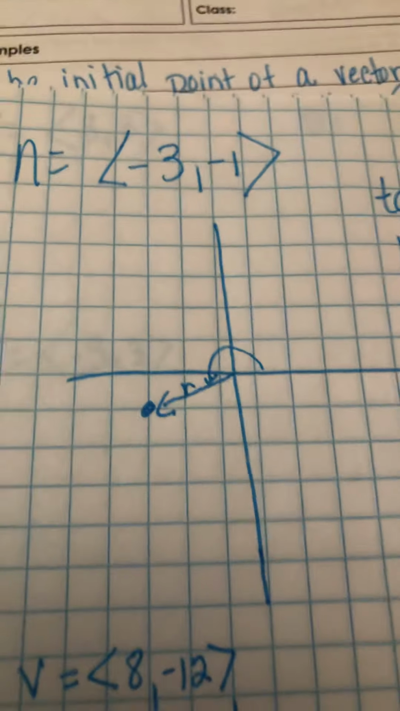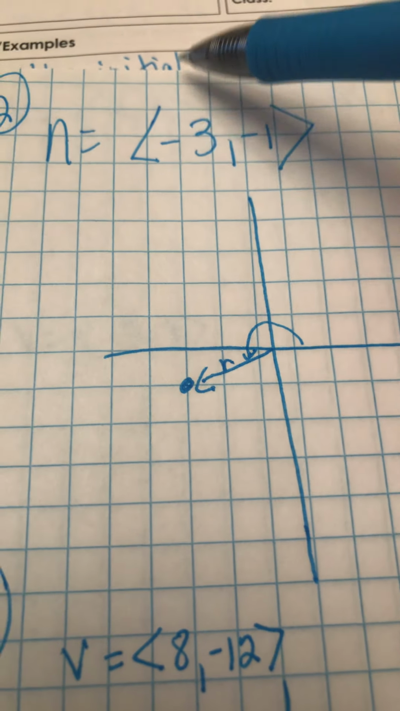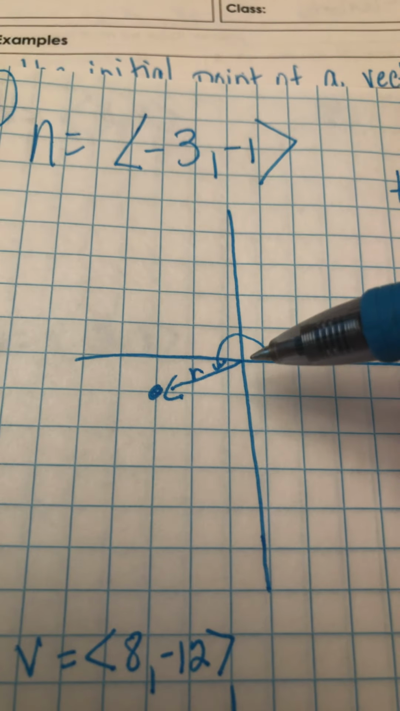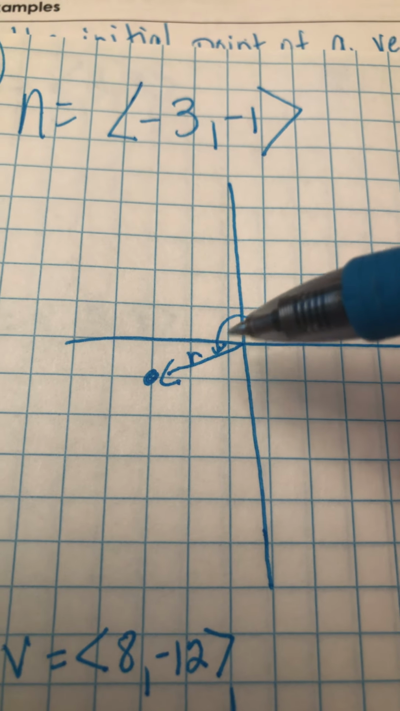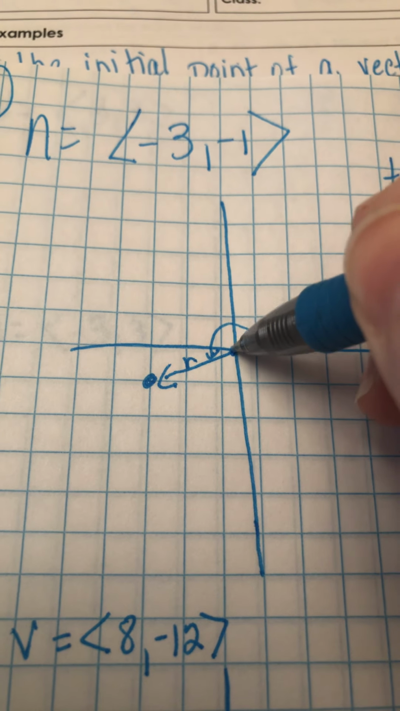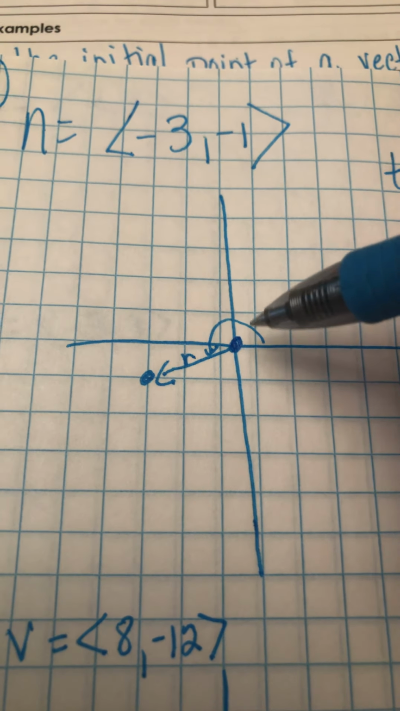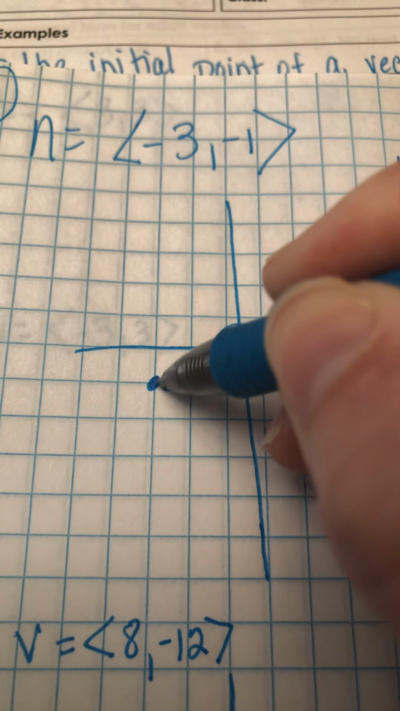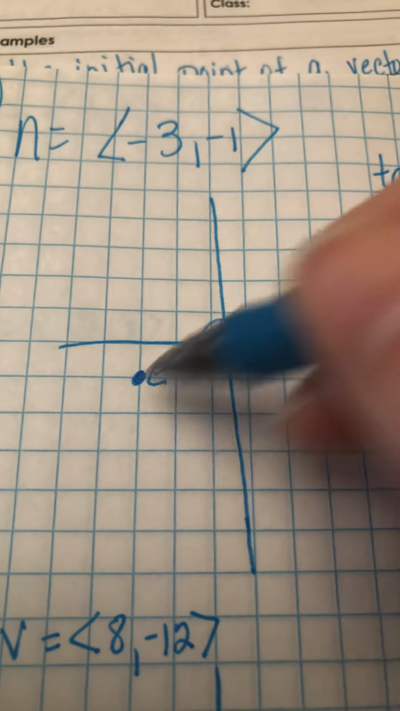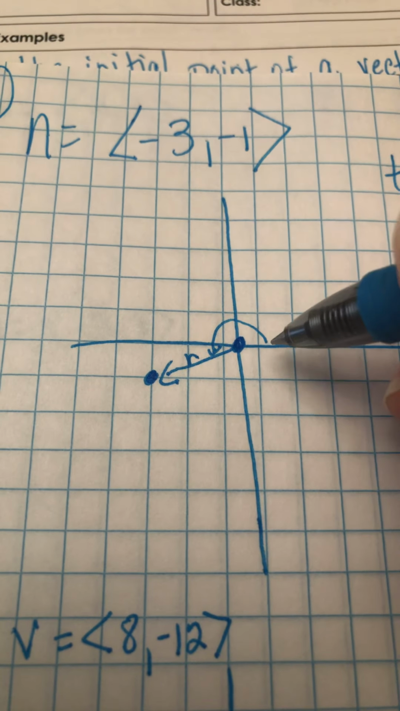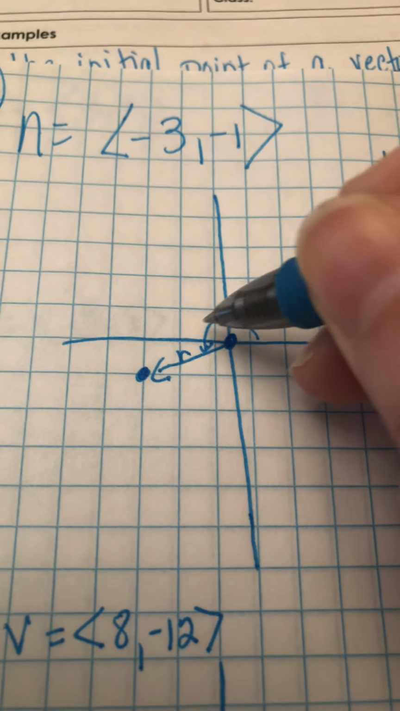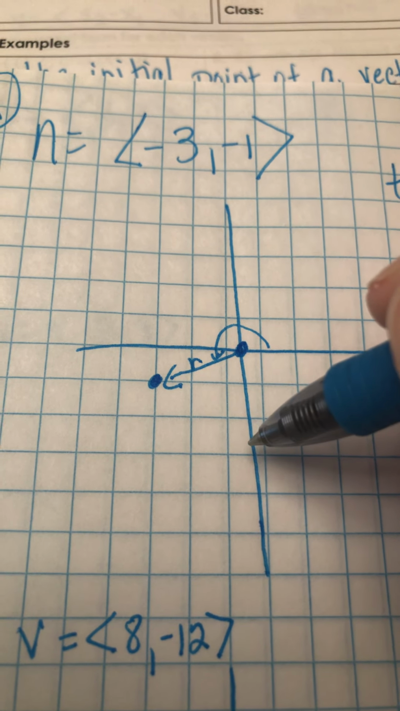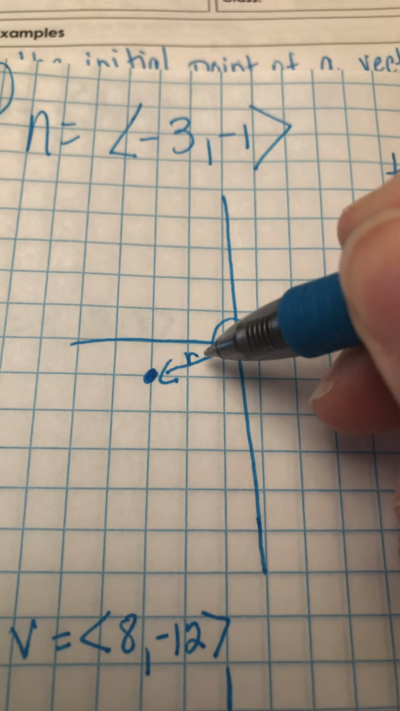On number 2, we have the component form of the vector -3 and -1. Okay, since this is a position vector, we know that the initial is at the origin. -3 and -1 is right here in the third quadrant. So this is a vector found in the third quadrant of the coordinate plane. And so the angle, you'll notice, is greater than 180 degrees. It's between 180 and 270, very, very close to 180.